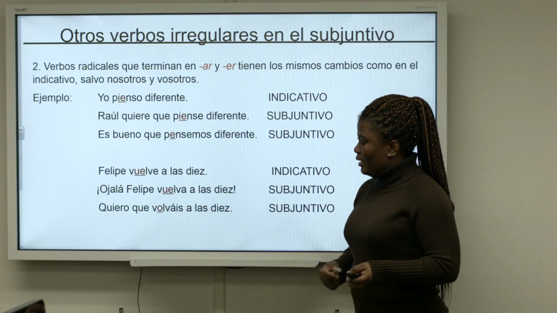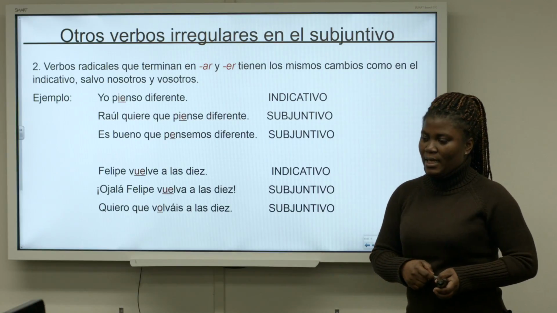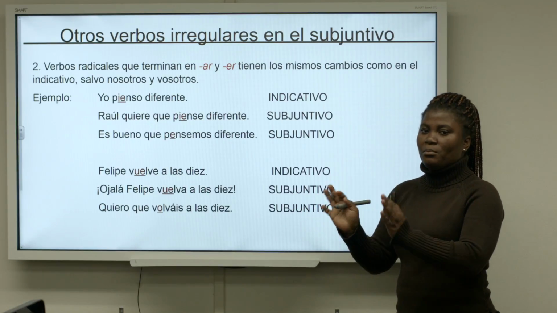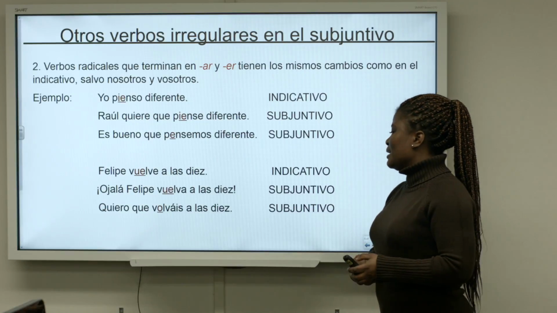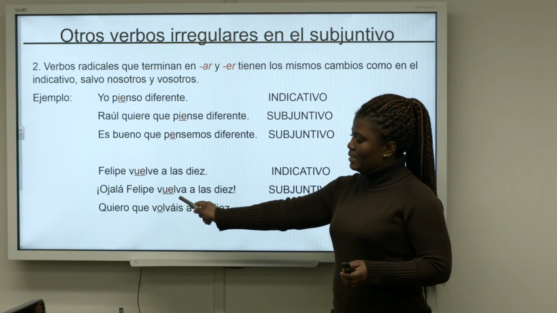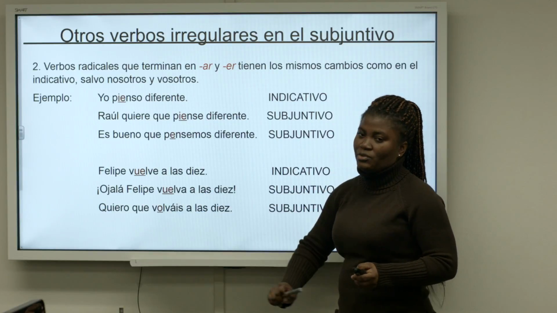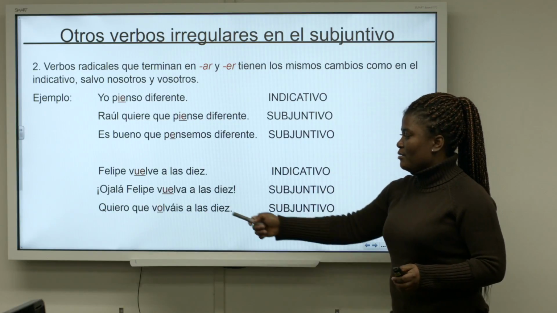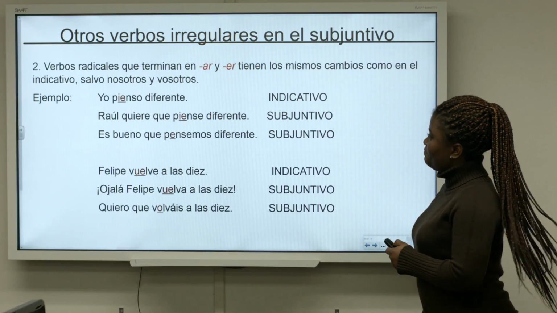Whereas we have quiero que volváis a las 10. I want you, informal plural, to come back at 10. So this is the subjunctive and it's vosotros, so it doesn't undergo the same radical change as we would have in the third person singular form.